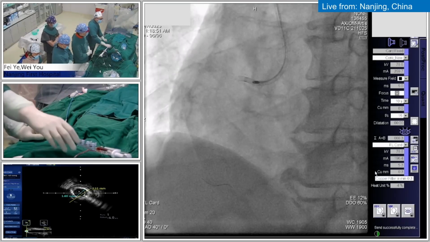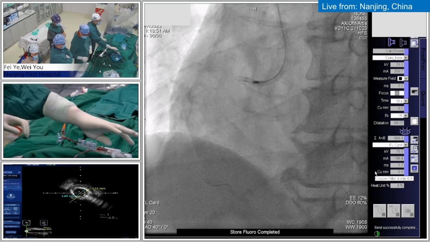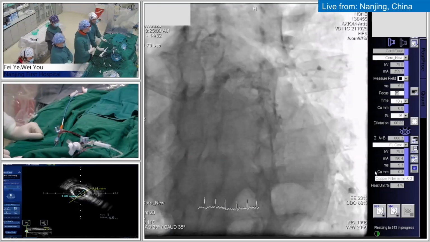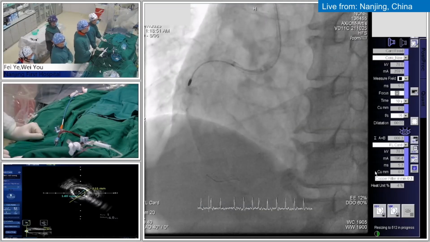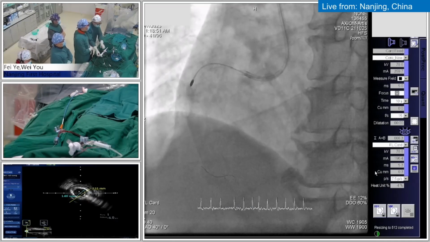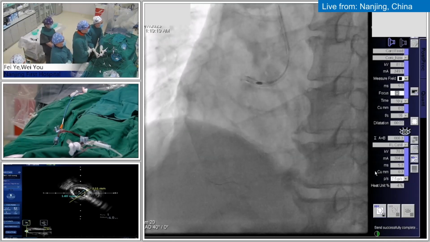Okay. Very strong resistance. Record it. Yes, move it. 7,000. Move the picture. So still the same place. Yeah, the same place. Push the rotor bar distally.